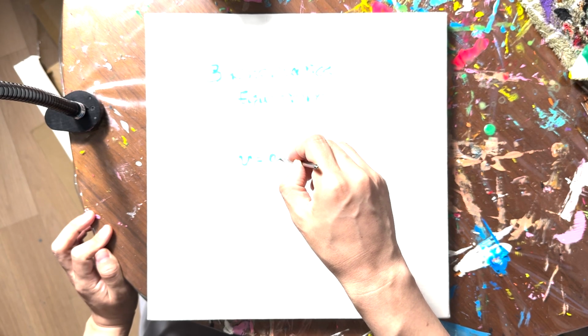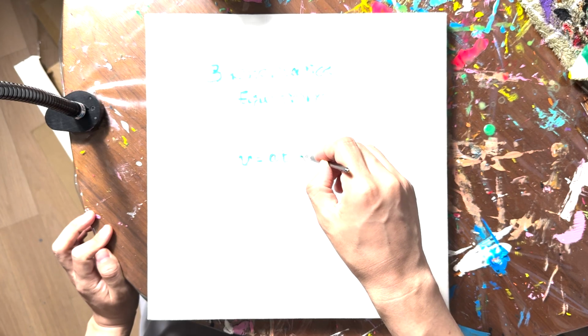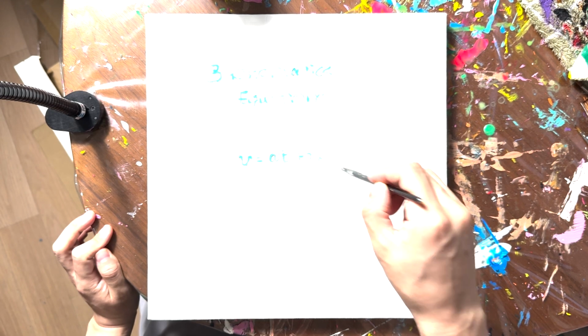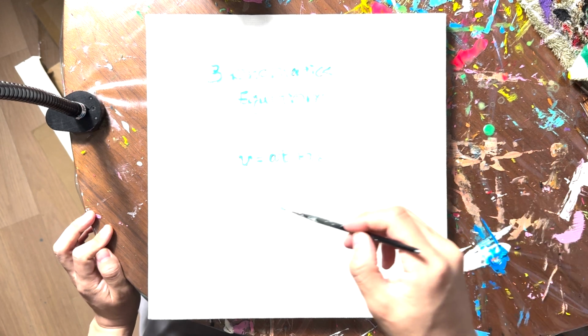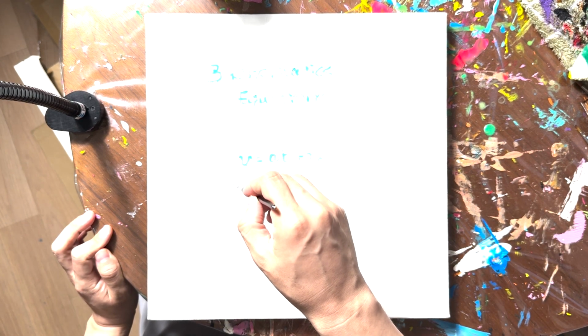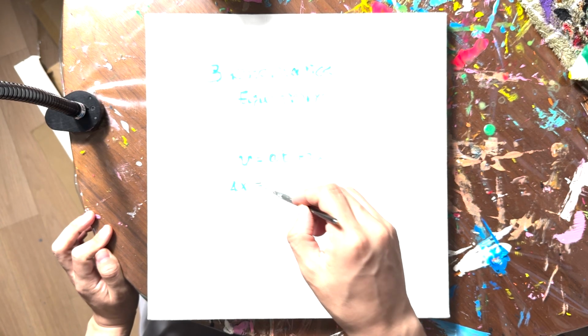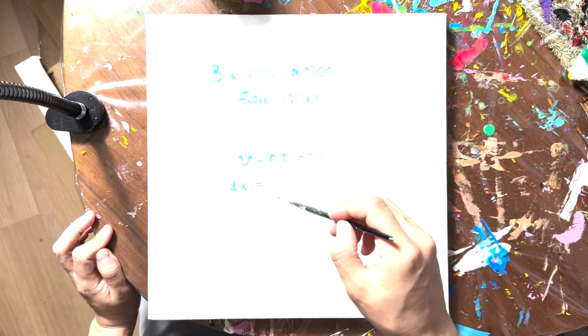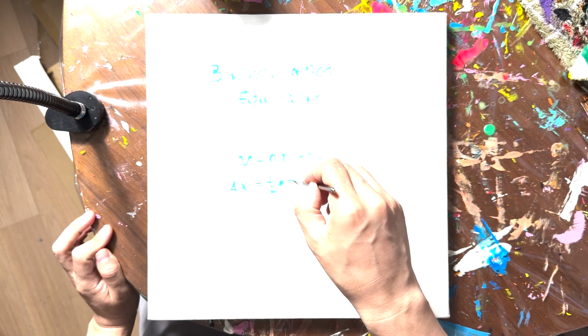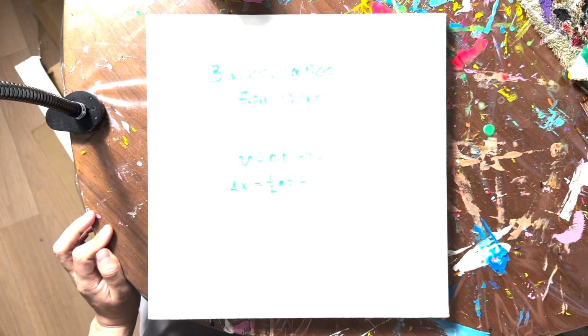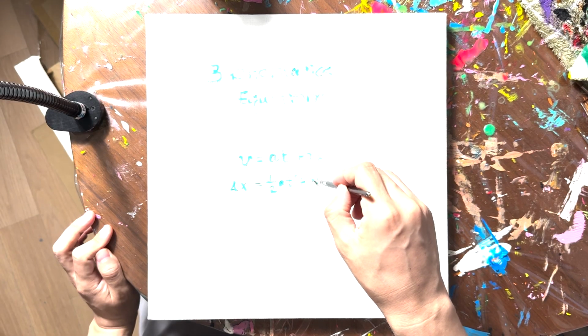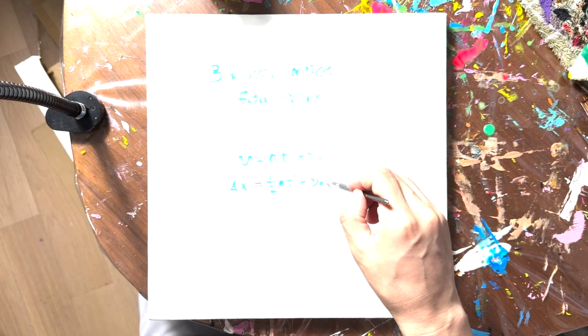The first one is final velocity is equal to acceleration times t plus initial velocity. The second equation is delta x, position, is equal to one half a t squared plus initial velocity times t.